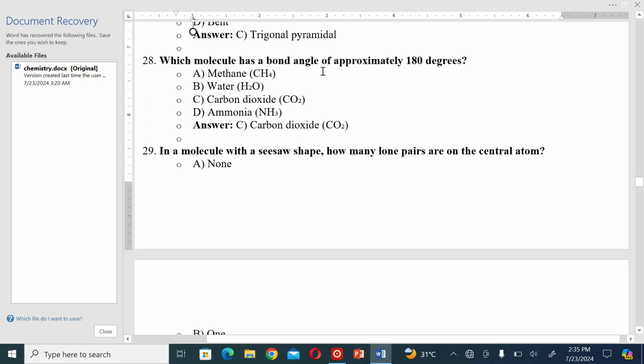What molecule has a bond angle of approximately 180 degrees? A. Methane. B. Water. C. Carbon dioxide. D. Ammonia. So the correct option is C. Carbon dioxide.